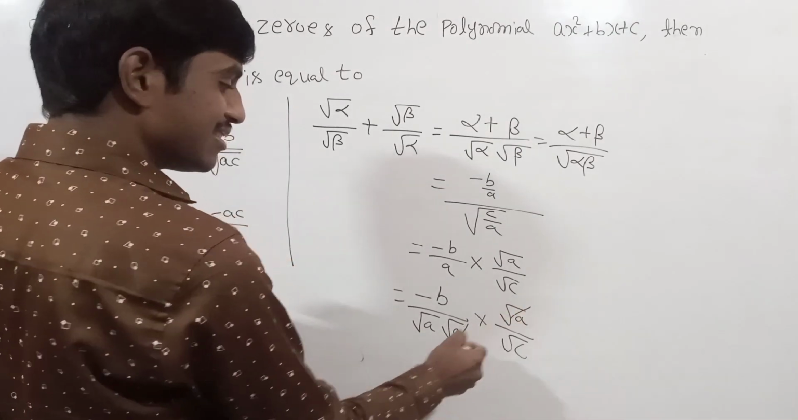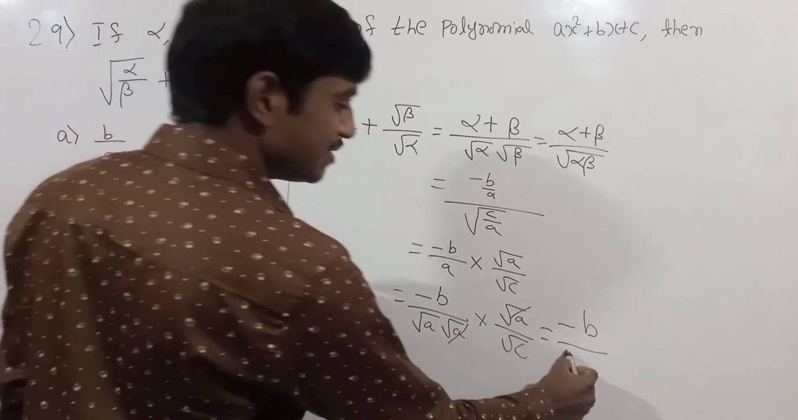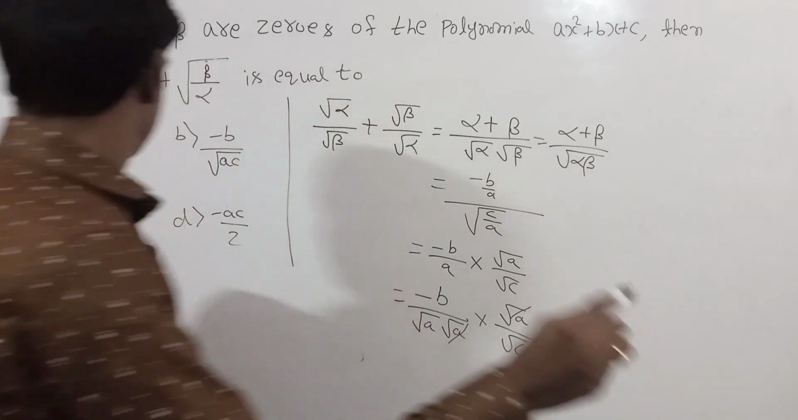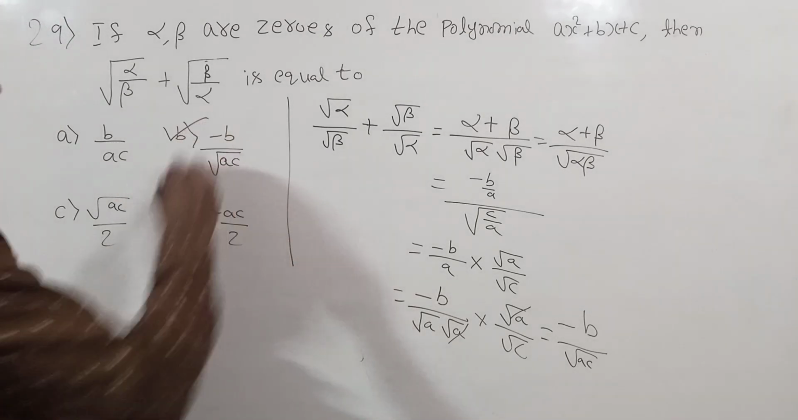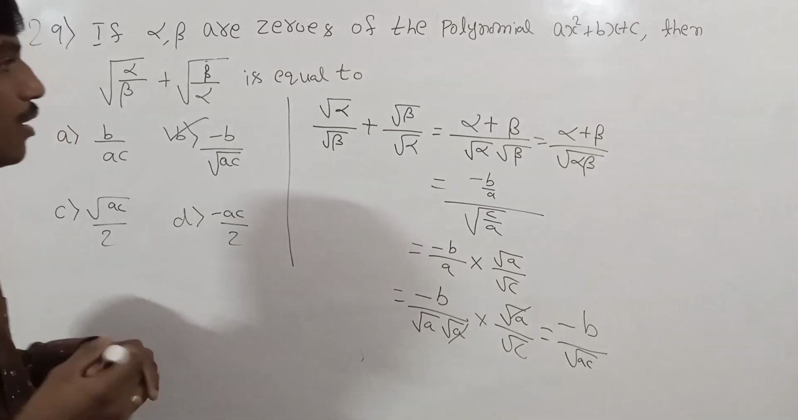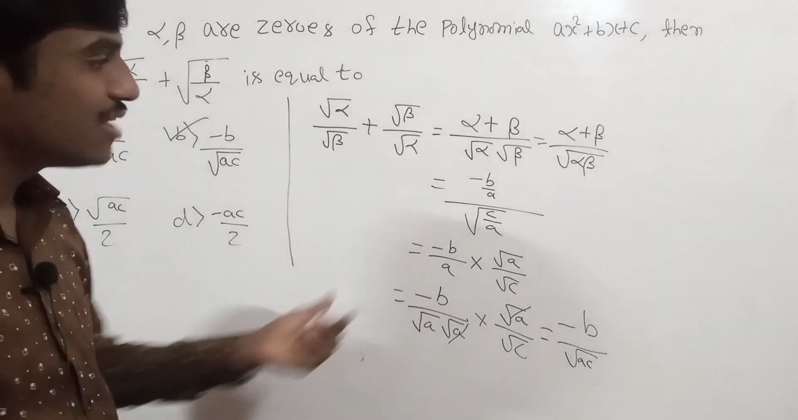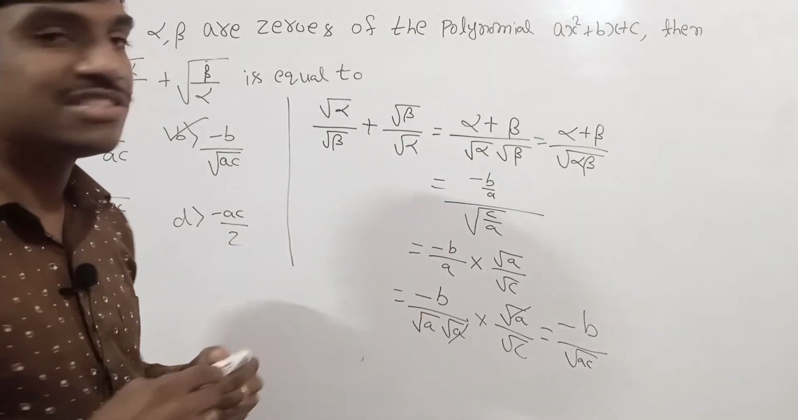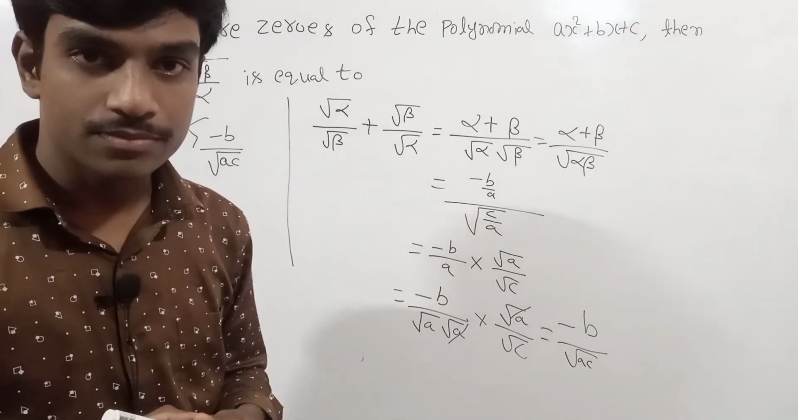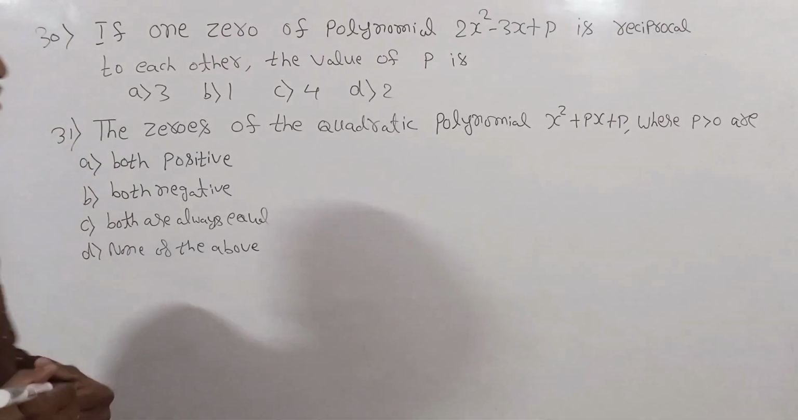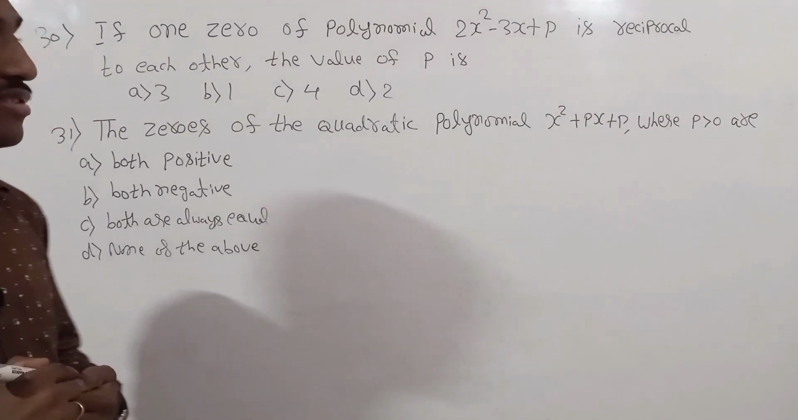So here root a gets cancelled, so we get the answer as minus b divided by root a into root c, means root ac. So which is the option B, minus b by root ac. So in this way you need to solve. Look, by seeing the problem we can see that options A, B, C are there. That means we somehow need to express in terms of alpha plus beta and alpha beta, and then we will easily get the solution.